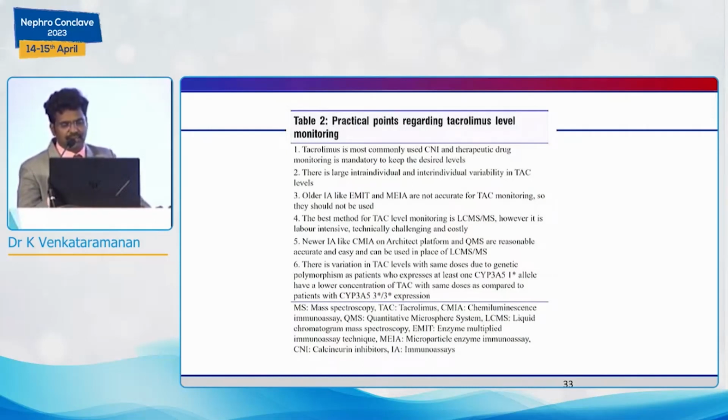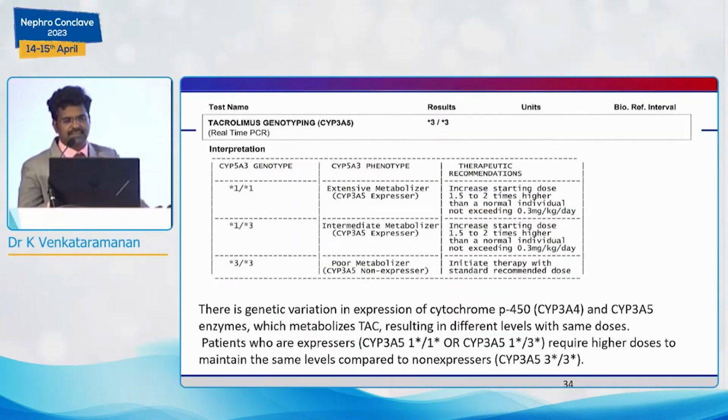And coming to genetic polymorphism, whenever you are not able to achieve the target because of a rapid metabolizer, then you should go for the gene study, especially the cytochrome P450 A5 allele. You want to see whether the patient has 1/1 or 3/3, because one allele always gives a low concentration, as a good metabolizer, at the same dose compared to the 3/3 expression. I think it is very easy now. Even Lalpath is doing tacrolimus genotyping. If you ask for tacrolimus genotyping, they will give it.